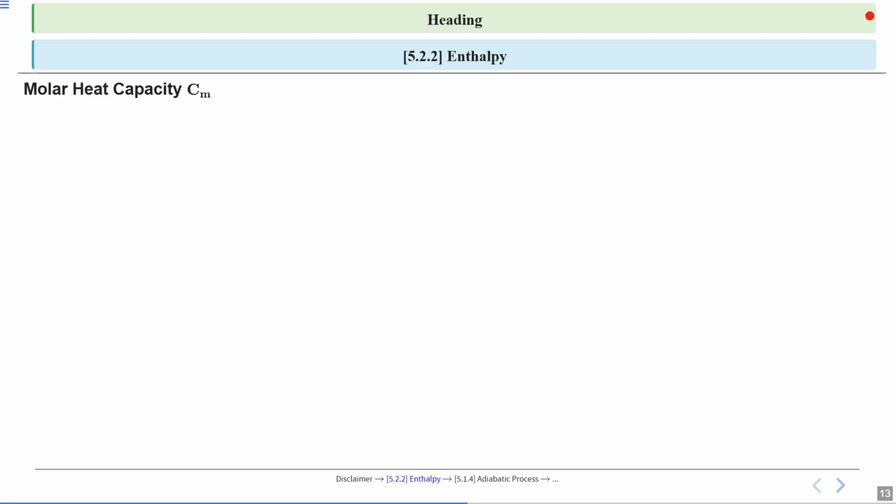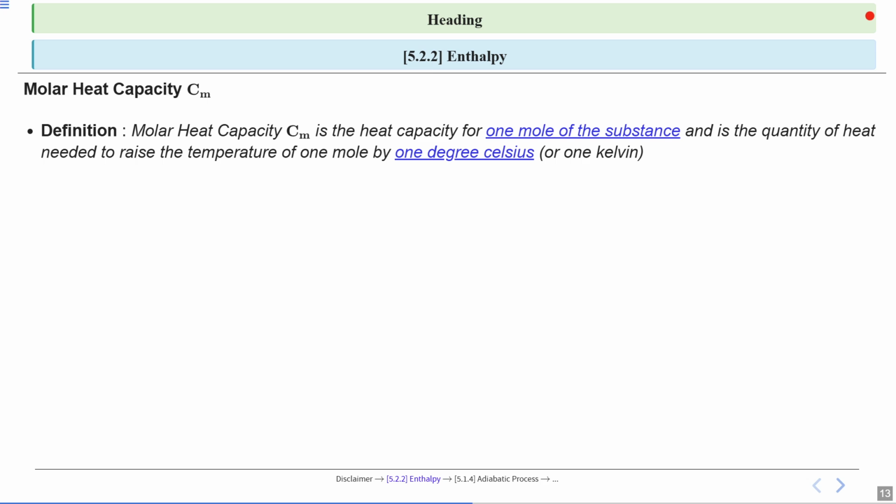Now let us specify this thing. First is the molar heat capacity. What is molar heat capacity? In the previous case, we were saying that we have to raise the temperature for a given amount of substance. Now we are defining that amount: the amount of heat that you will need to raise the temperature of a given body by 1 degree Celsius, whose number of moles is 1.